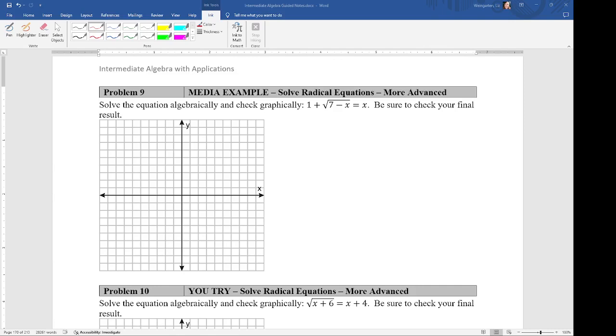In problem 9, we're going to start by solving the equation algebraically, and then we'll check graphically. So with problems like this, it's going to be really important that you check your answers, because we are going to get two answers and only one of them will be the correct answer. So I'm going to start by isolating my radical.